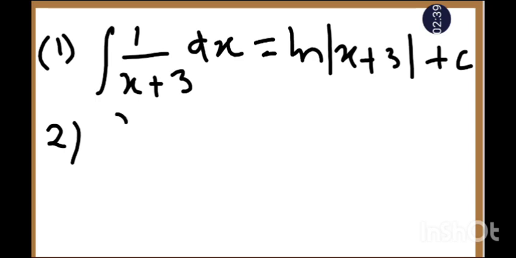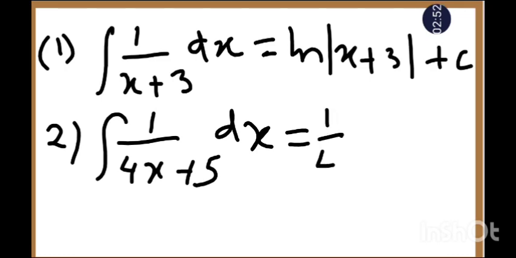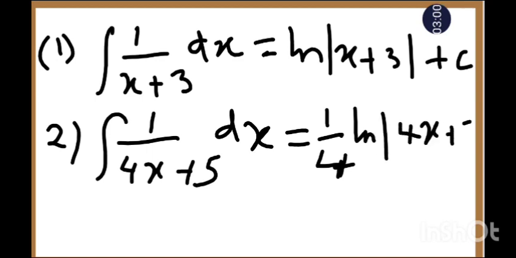Now, if you have 1 over 4x plus 5 dx, our a here is 4. So we have 1 over 4 ln absolute value of 4x plus 5 plus our constant k, the constant of integration.